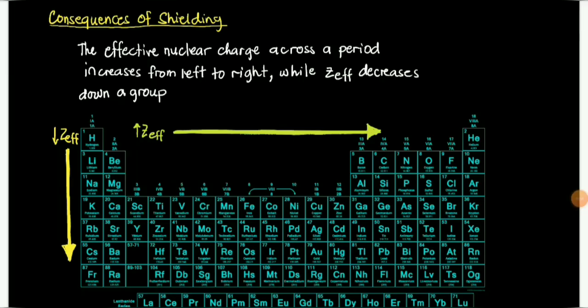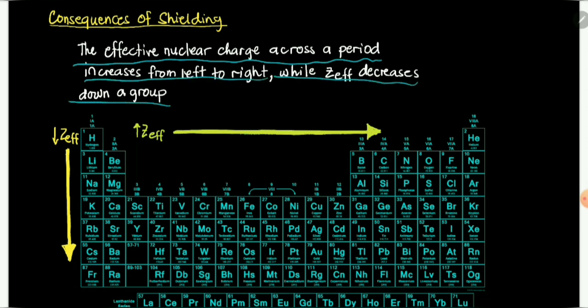So what are the consequences of shielding? So kapag in-apply na natin to sa periodic table, the effective nuclear charge across a period increases from left to right, while the Z effective decreases down the group. Kasi from left to right, hindi masyadong nag-change yung ating N. Okay? So if you look at the periods, diba, same lang yung N nila. 1, 2, 3, 4, 5, 6, and 7.